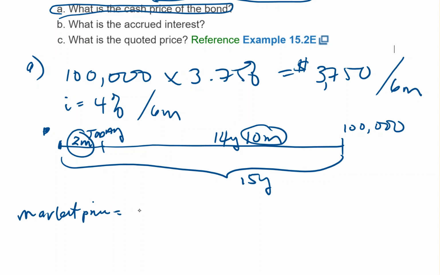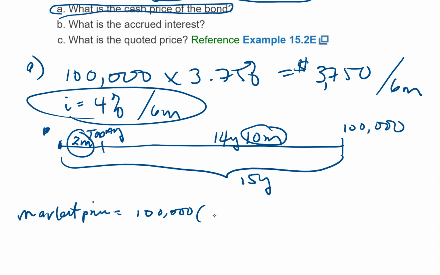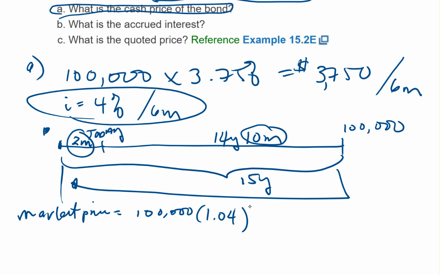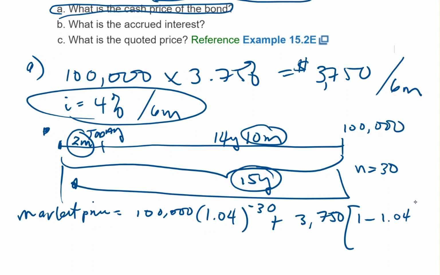So the market price, where the redemption value is 100,000, and I know the yield is 4% every 6 months. I'm going to bring that 100,000 back at 1.04, semi-annually, to the power of negative 30, which is 30 periods of 6 months. I also need to add the present value of the coupons. Every 6 months I get $3,750, and I need to bring that back at 4% for 30 payments.